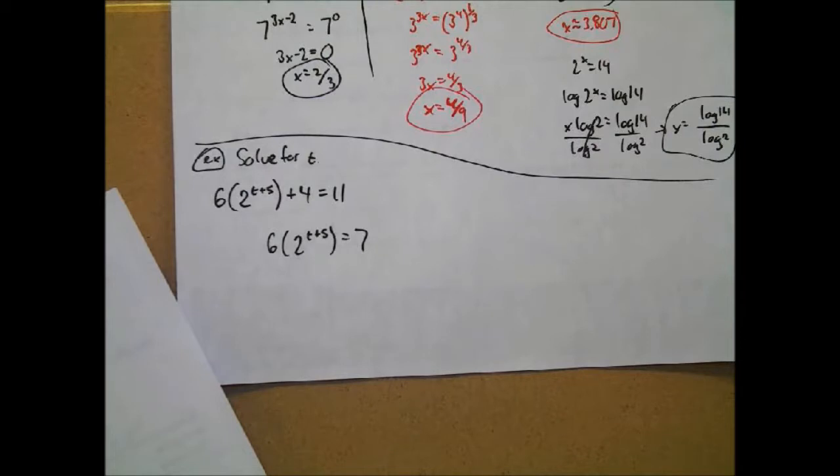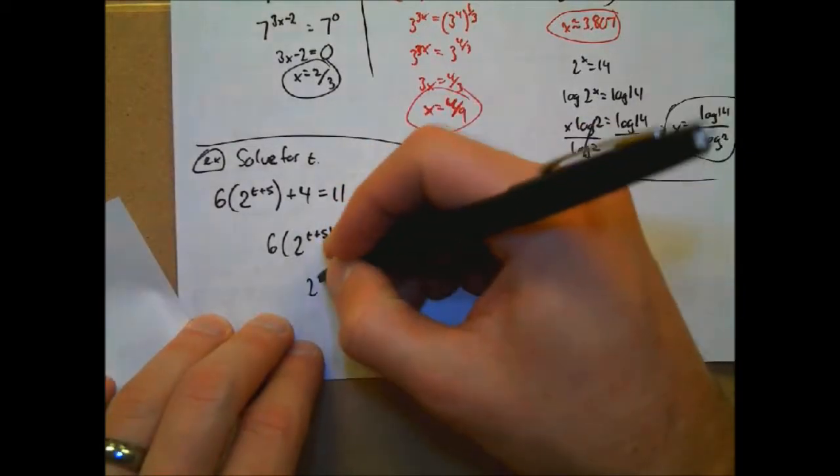Okay. What next, Rohan? What do you think? Divide by 6. Now I'm lost. Now I give up, Mr. Witt.